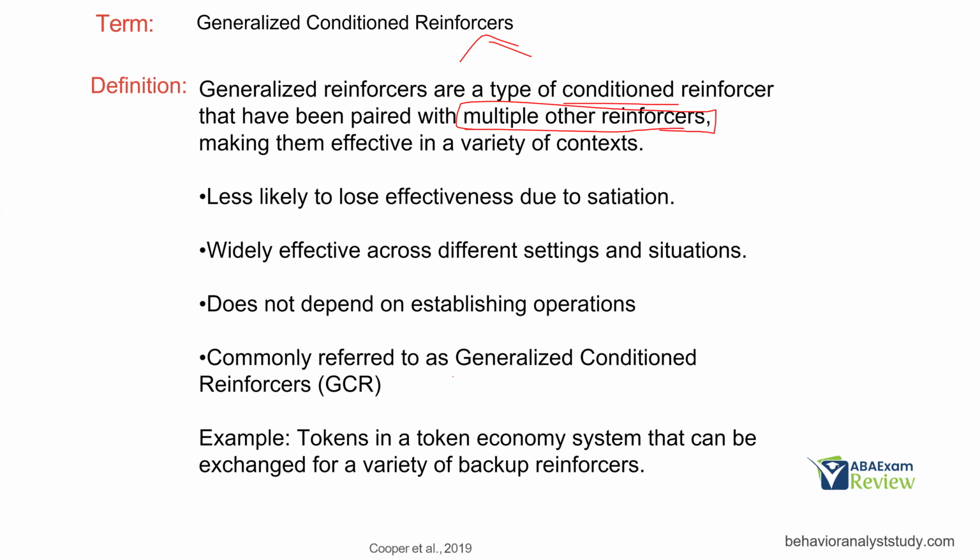They're commonly referred to as generalized conditioned reinforcers because the most common one we think of are tokens. Tokens are paired with all these different types of reinforcement, reinforcement 1, 2, 3, 4, 5. So tokens have the history with a variety of reinforcement, and we're going to exchange the tokens. And so the tokens are very generalized.